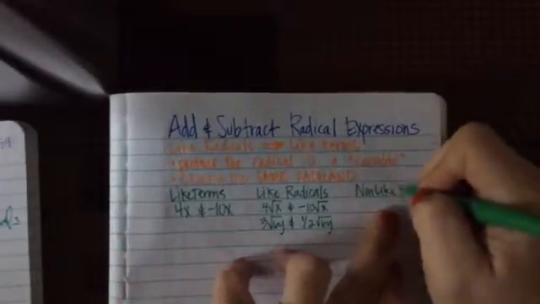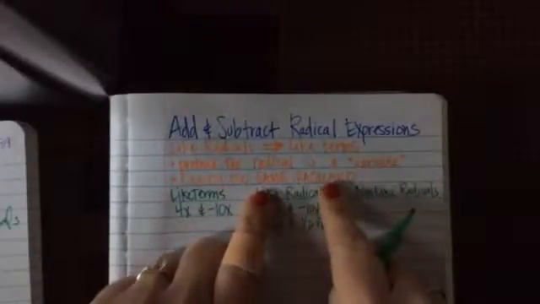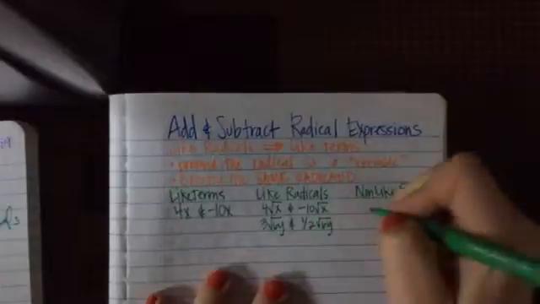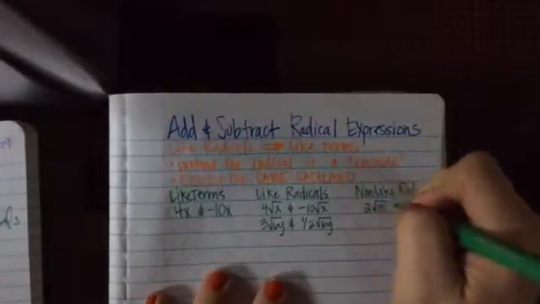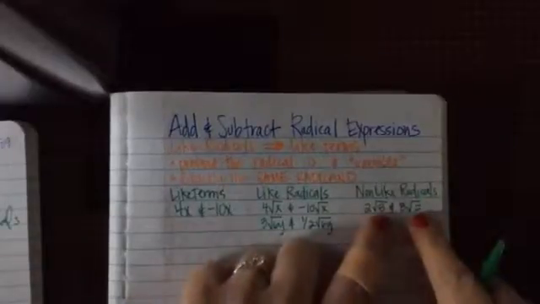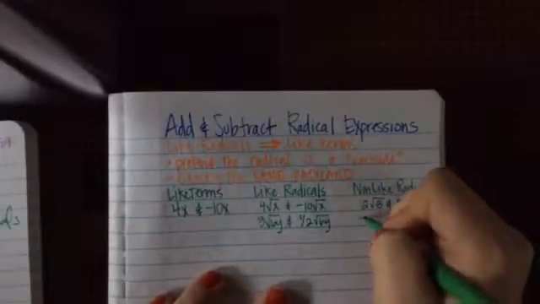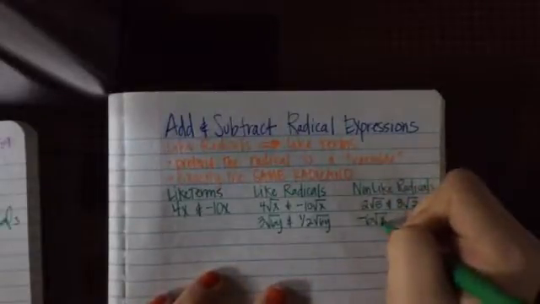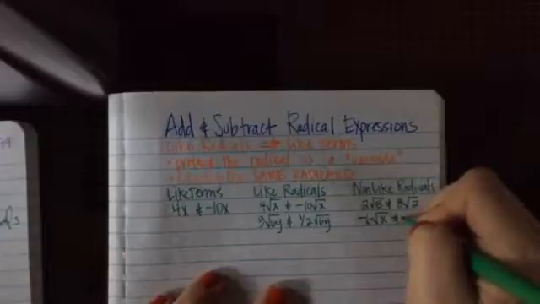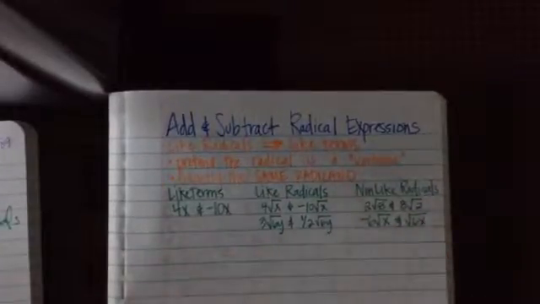Non-like radicals have different radicands. So, 2 radical 8 and 8 radical 2. The radicands are different, so those cannot be put together. They're not the same. Negative 6 radical x and radical 6x. The radicands are different.